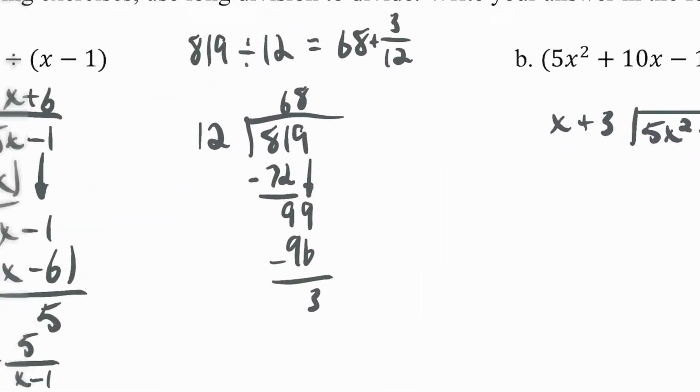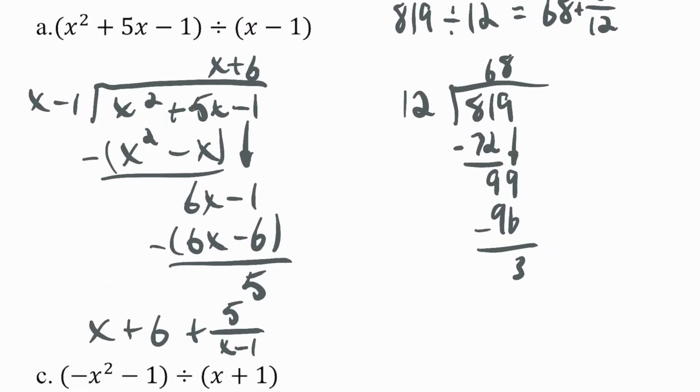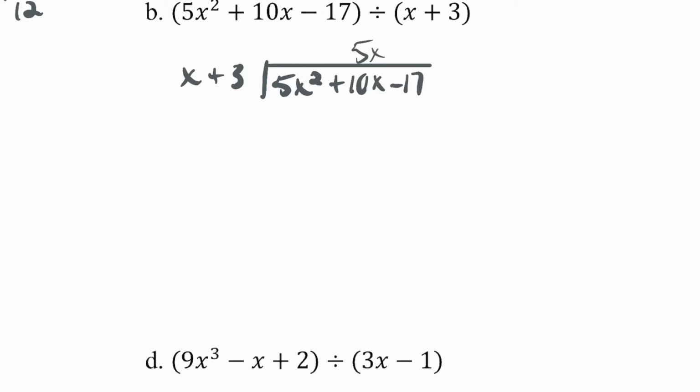If we go back over here real quick, you'll notice that these are all linear, and these are all constant, right? There's no x's in that third column, and there's no x squares in the blue column. Okay. So now I'm going to take 5x times this, get 5x squared plus 15x, and write that below those two terms.